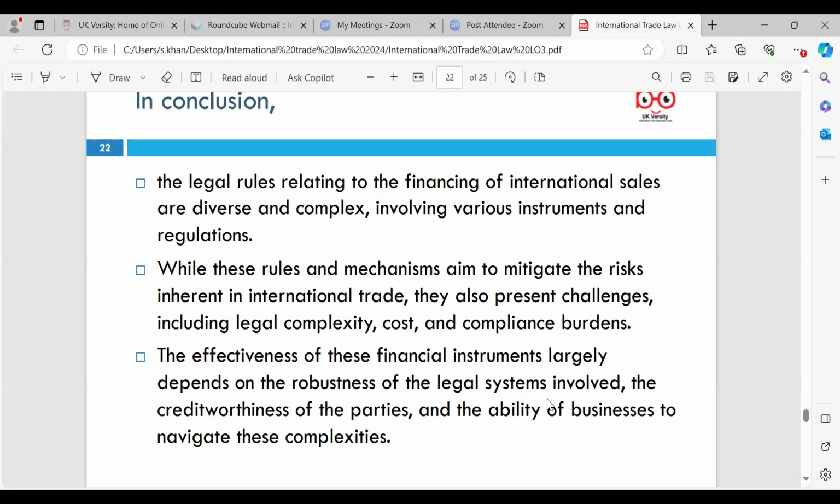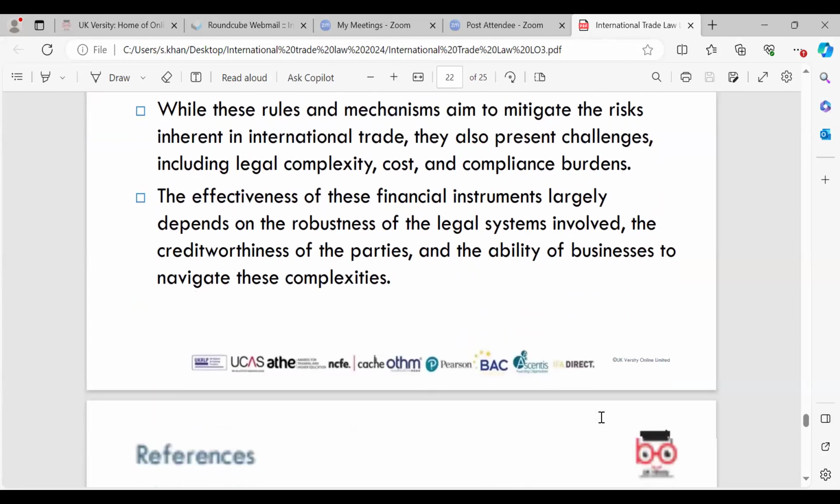While these rules and mechanisms aim to mitigate the risks inherent in international trade, they also present challenges, including legal complexity, the cost and compliance burdens. The effectiveness of these financial instruments largely depends on the robustness of the legal system involved, the creditworthiness of the party, and the ability of the businesses to navigate these complexities.